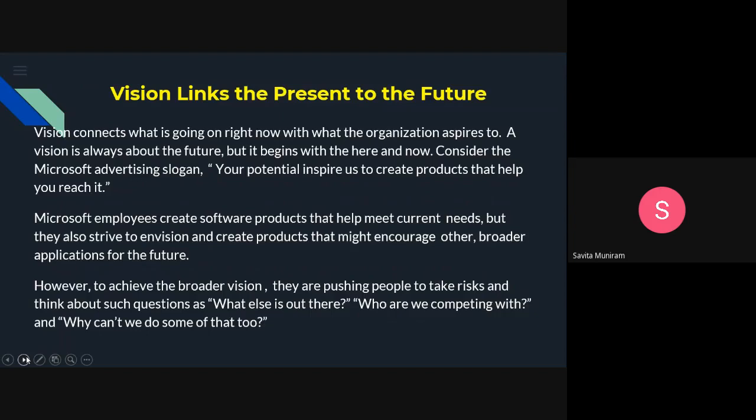However, to achieve the broader vision, they are pushing people to take risks and think about such questions as what else is out there, who are we competing with, and why can't we do some of that too?